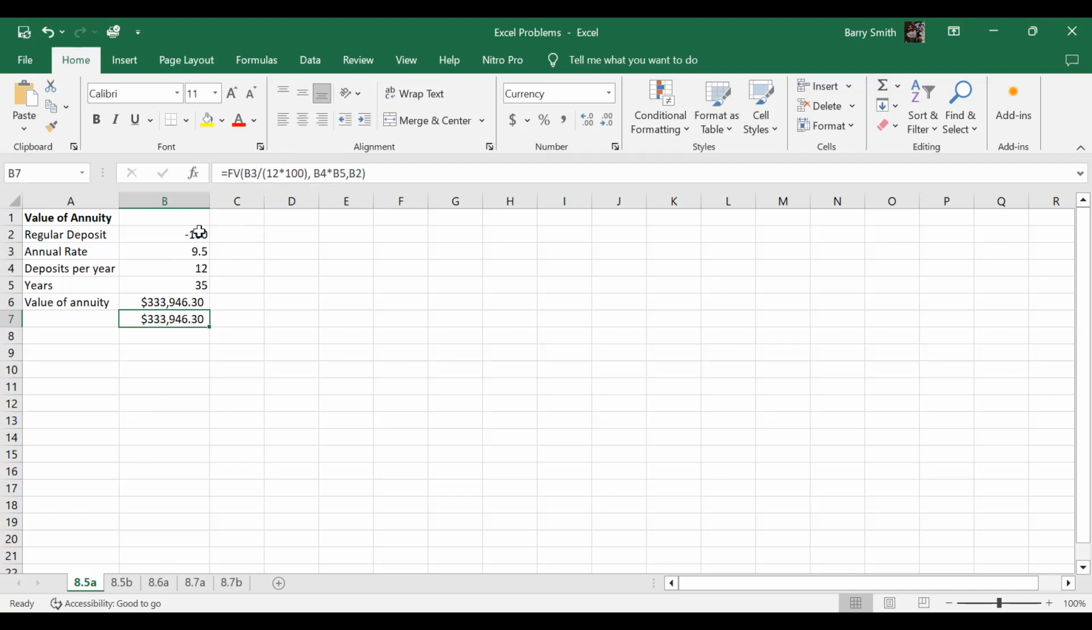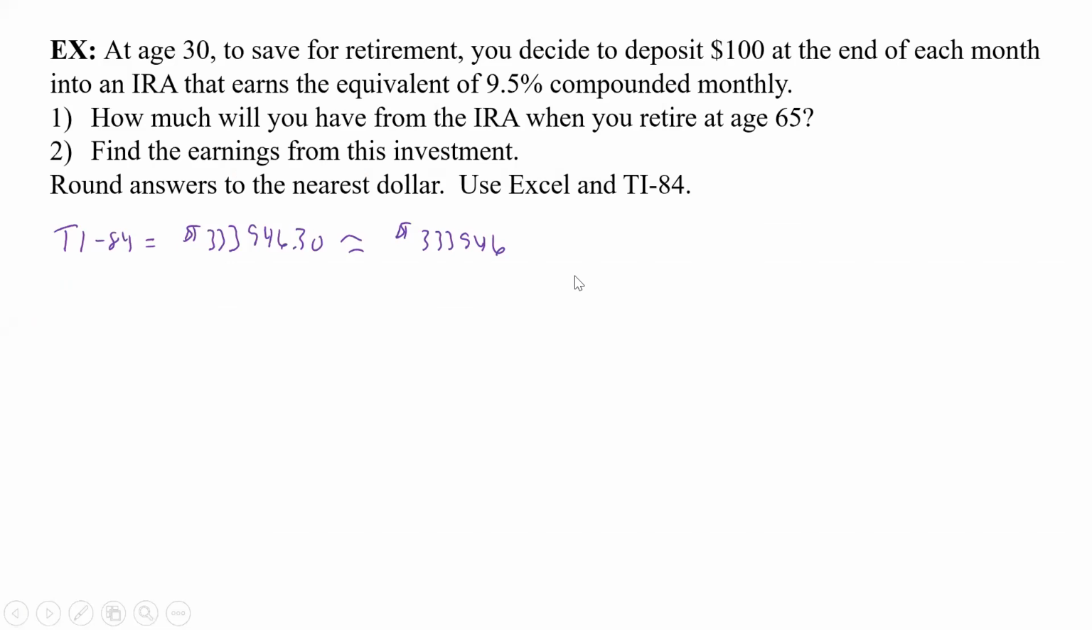And then B2, again, because we want a positive number out for the value of the annuity, is going to be a negative 100 because we're paying that to the bank to put into that. And so that's how much is going to come back to us in the future. Okay, so again, we get the same number both ways, and that's also going to be the same thing for Excel. All right, so let's stop there and we'll come back for more.